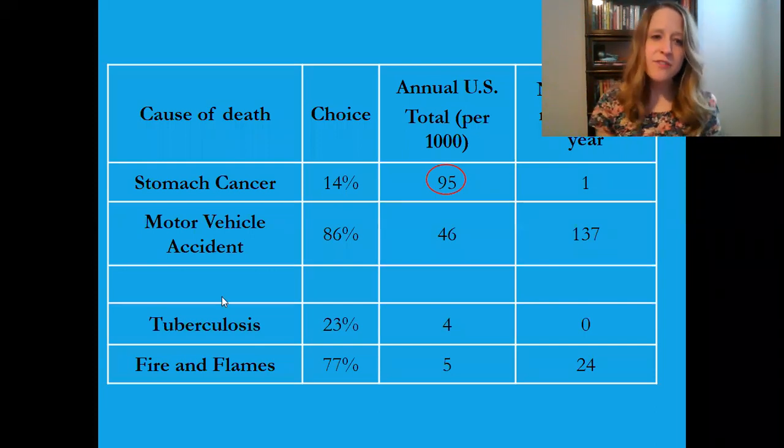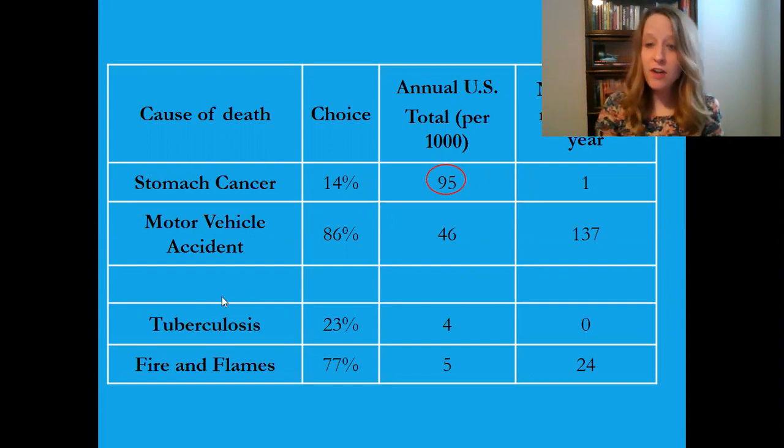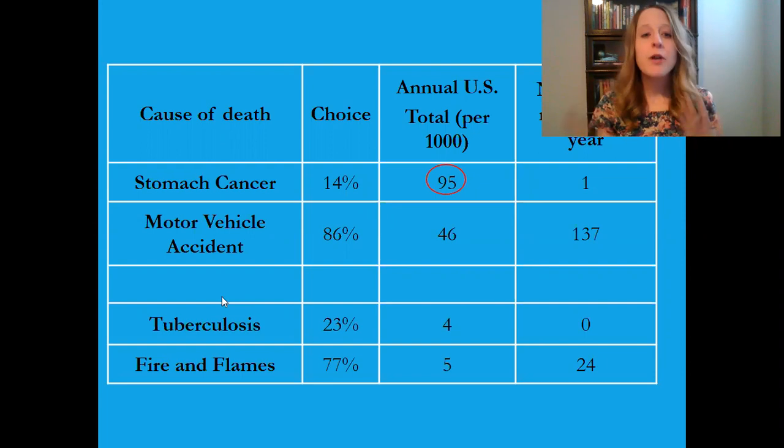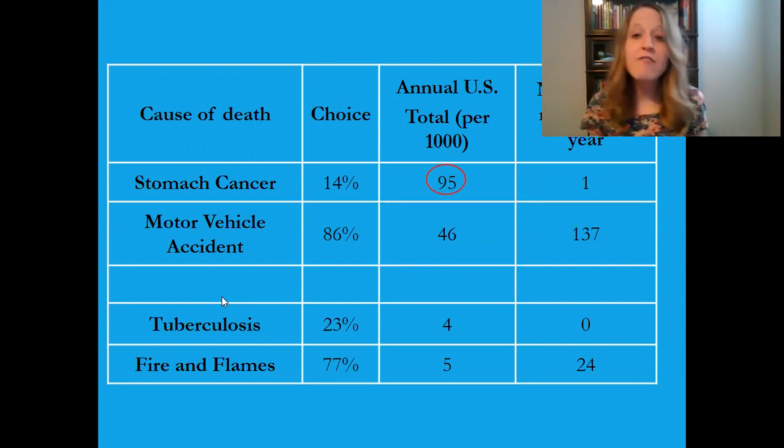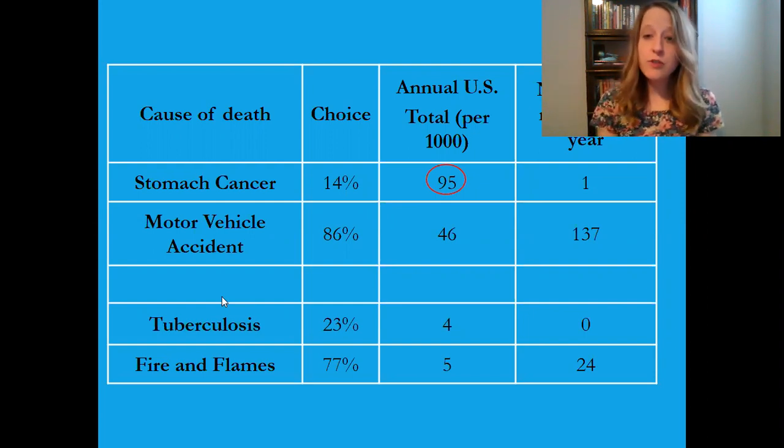So it seems as though our participant reports of what is a more likely cause of death is not influenced by the actual population statistics, but it seems rather that they're influenced by the newspaper reports per year. And that makes more sense. What are we exposed to? What information do we have available to us? Well, it's the newspaper reports.